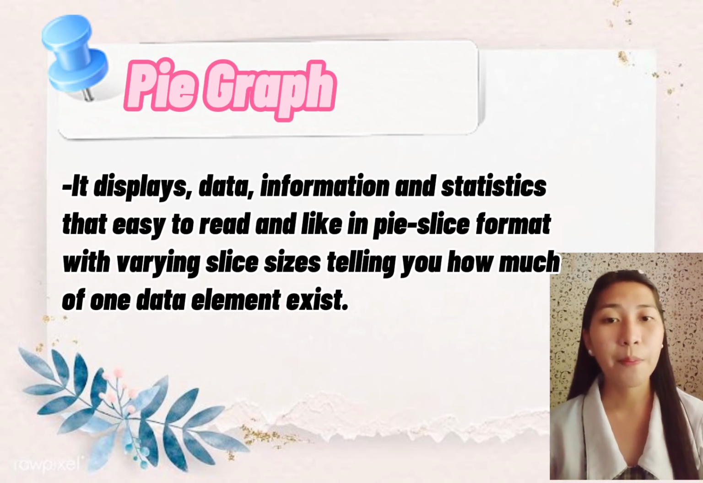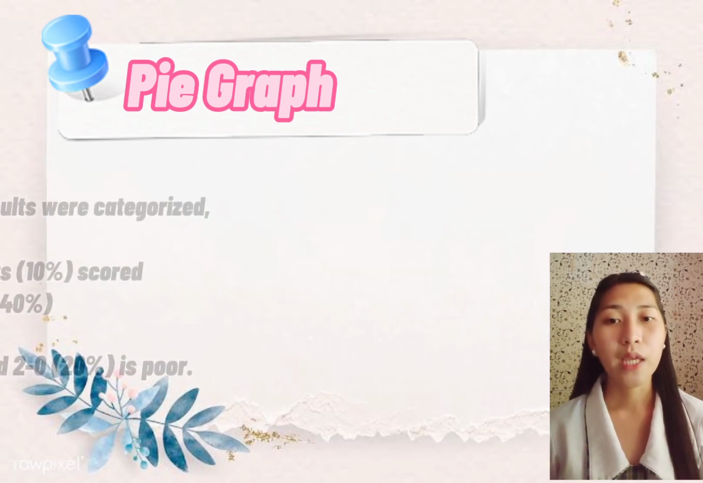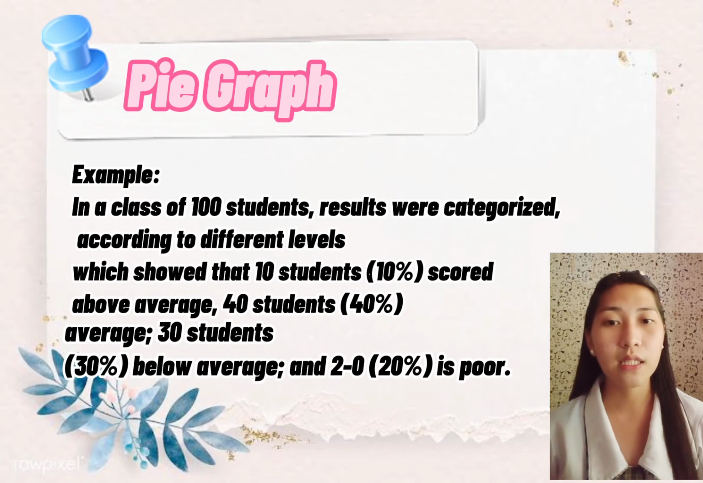The size of each slice is determined by the percentage of students who belong in each category. For example, in a class of 100 students, results were categorized according to different levels, which showed that 10 students, or 10%, scored above average, 40 students, or 40%, are average, 30, or 30%, are below average, and 20, or 20%, are poor. These percentages will be indicative of the size of the slices in the full circle.